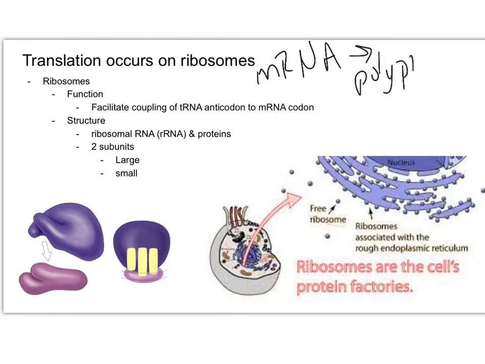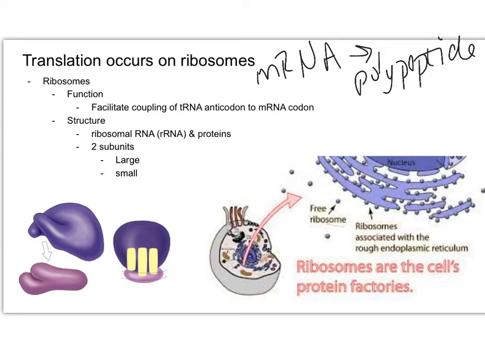Both prokaryotic and eukaryotic cells are going to do translation, just like both of them did transcription. Remember, this is a fundamental part of being alive. You've got to make proteins. So both prokaryotes and eukaryotes do both transcription and translation, and both of them have ribosomes. Remember, ribosomes are not a membrane-bound organelle, so all prokaryotes have them as well as eukaryotes.